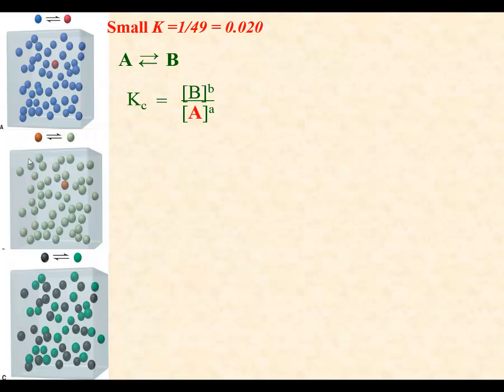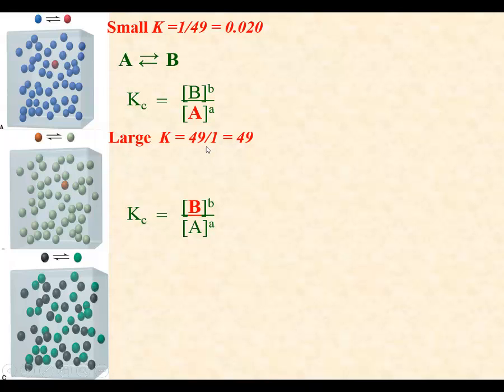Okay. Now let's consider the other scenario. Let's say that we have this orange sphere as a reactant and the products are these light green spheres. In that case, we have the opposite scenario where the product's still over the reactants, but I have 49 of my product molecules or atoms over just one of the reactant molecules or atoms at the equilibrium.